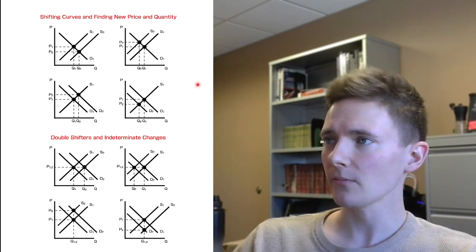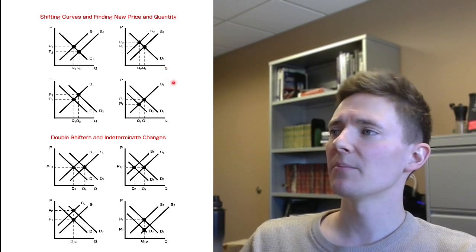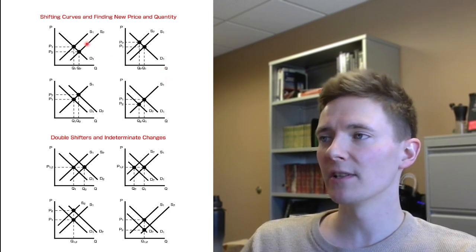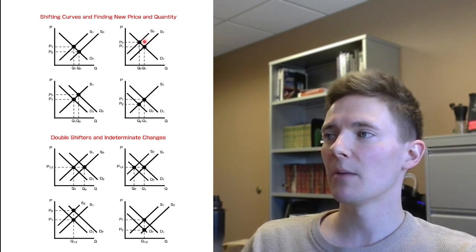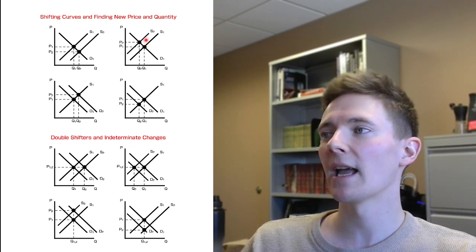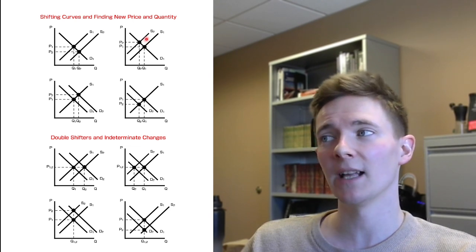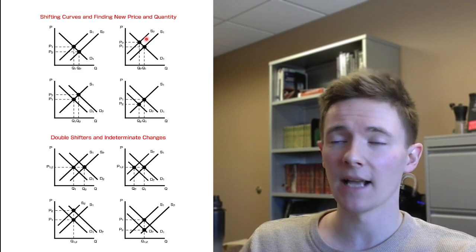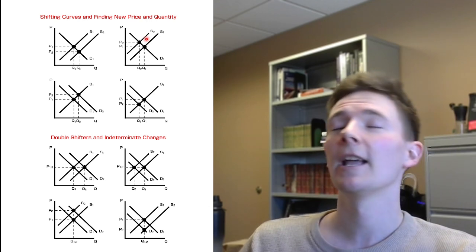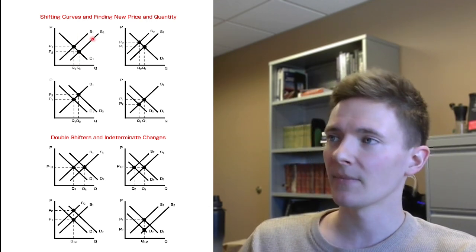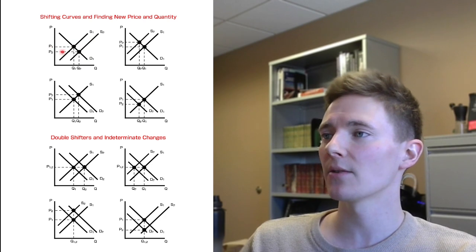So, first, single shifters. If supply is shifting, it can either increase by moving to the right, or it can decrease by moving to the left. Make sure that you're not thinking up or down, because if you think supply is going up and you move it like this, you've actually decreased supply. So that's where you have to be careful and know that an increase is a rightward movement, and a decrease is a leftward movement.